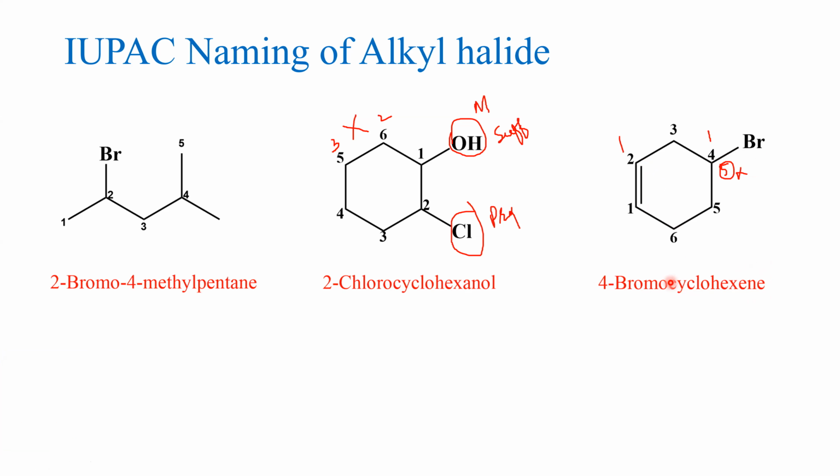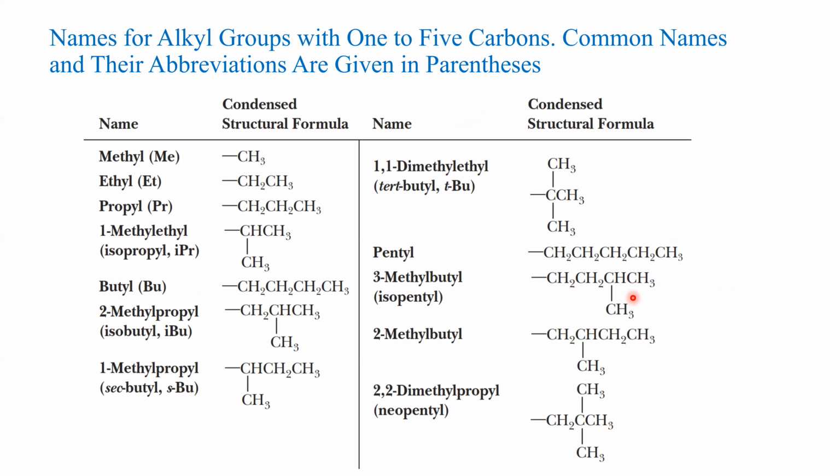So bromo is a prefix we use for writing the alkyl halides. This is not the bromine or the fluorine or the chlorine as a whole. We will write it bromocyclohexene to show that this is embedded on a carbon or hydrocarbon chain. So let's move forward. This is just the table for your better understanding.